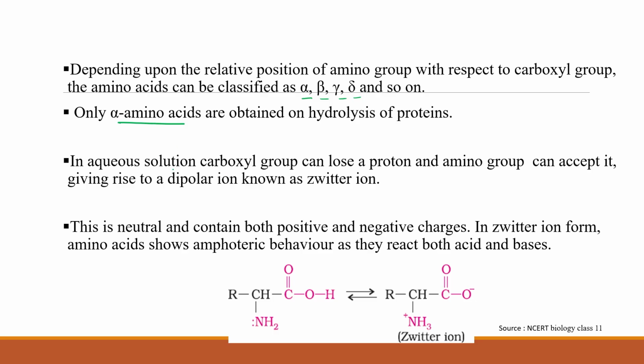So in an aqueous solution, the carboxylic group can lose a proton and the amino group can accept it. After this transfer of a proton, it will give rise to a dipolar ion, which we know as a zwitterion. You can see over here, this one is gaining a proton, this one is losing, and this is neutral and contains both positive and negative charge. In zwitterion form, amino acids show amphoteric behavior, meaning they can react with both acid as well as base.